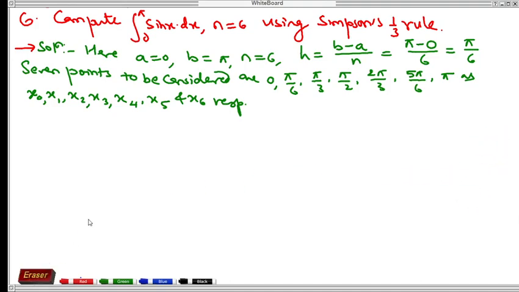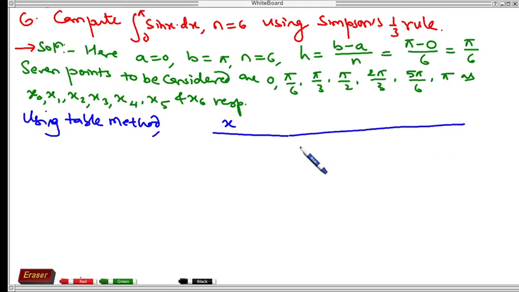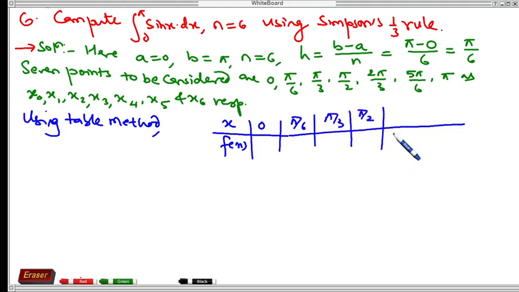Now after finding this, using table method, here x, here f of x, first point is 0, pi by 6, pi by 3, pi by 2, 2 pi by 3, 5 pi by 6, 1, 2, 3, 4, 5, 6. Now let me check the value using calculator.